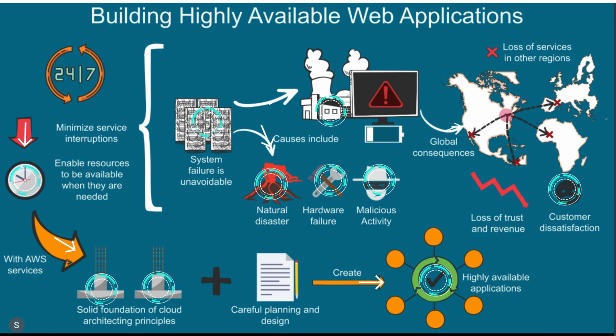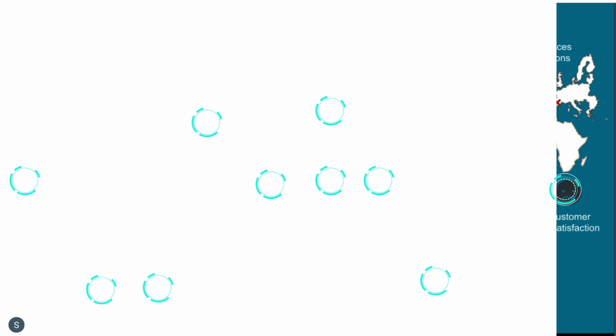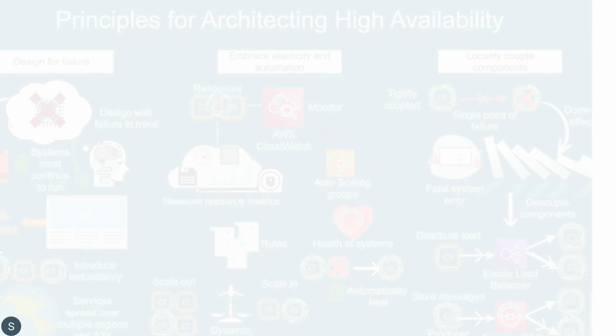Fortunately, with AWS, the effect of these scenarios can be mitigated by building a solid foundation in AWS's cloud architecting principles, and with careful planning and design, AWS can help you create a highly available application which meets your needs. Principles for architecting high availability.